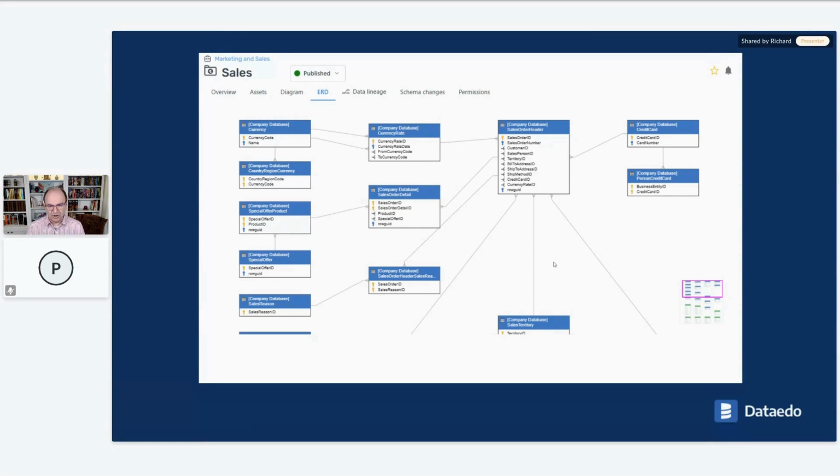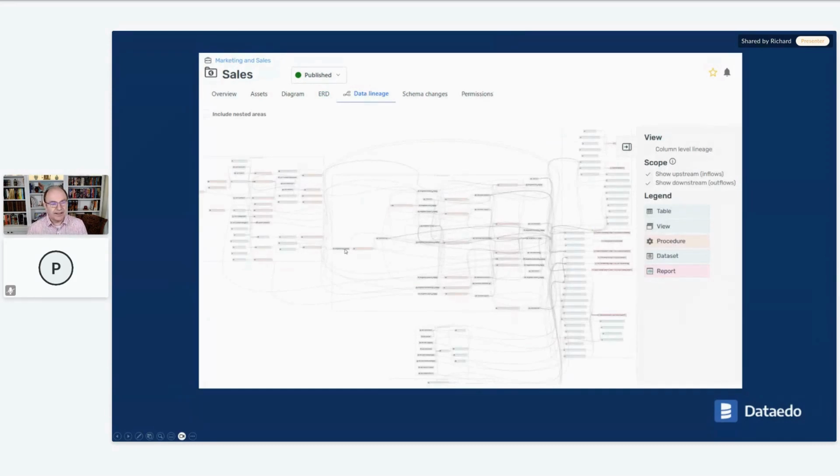An important thing to note for editors is that subject areas and data areas are the only place in Dataedo where you can create ERDs. So if you need an ERD, you need to have a subject area or data area to go with it. So that's an important thing to remember. Next, briefly, we have this lineage associated with the subject area.